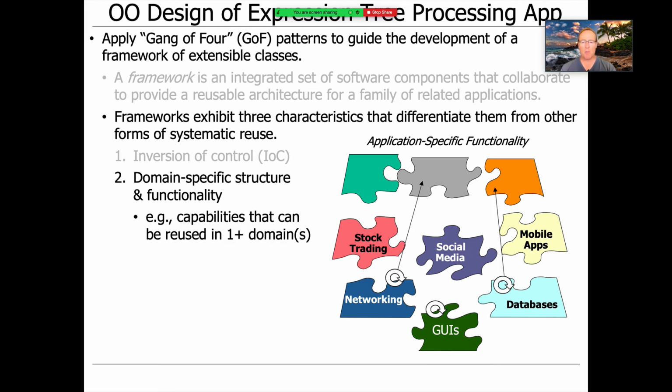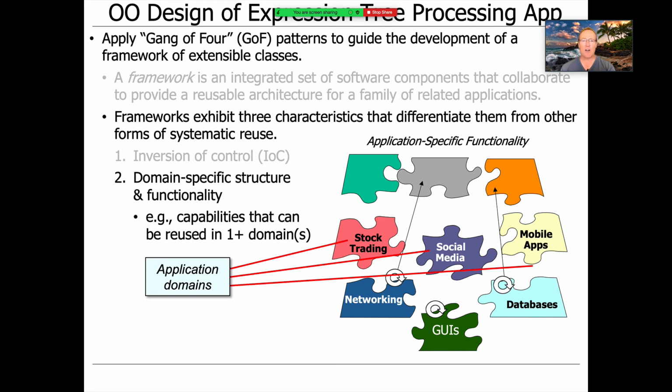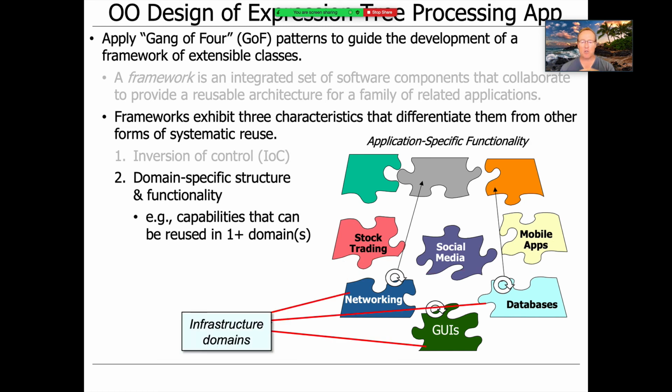And there are different types of domains. There are domains that are application domains, like the domain of social media. There's domains of electronic stock trading. There's the domain of mobile apps. Then there's also what we might think of as infrastructure domains, things like the domain of graphical user interfaces or databases or networking and so on. All of these things have domain-specific structure and domain-specific functionality. And what a framework tries to do is it tries to embody those things so that you can get closer to solving your problem by leveraging artifacts that someone wrote, intending them to be systematically reusable.